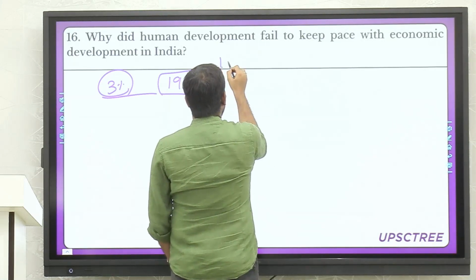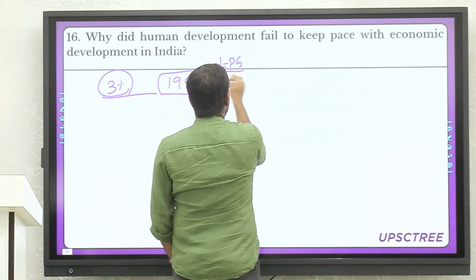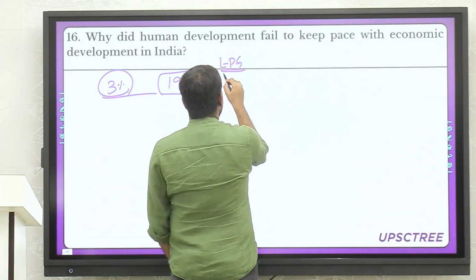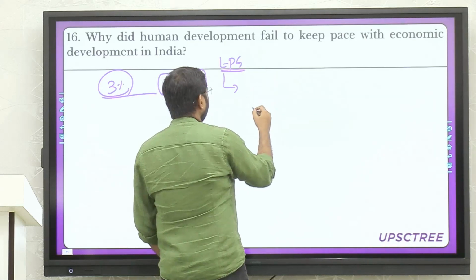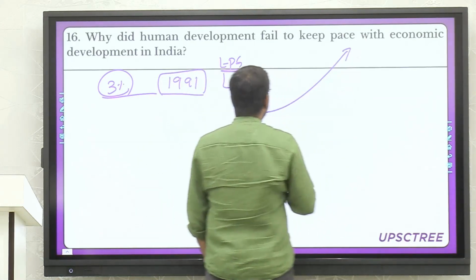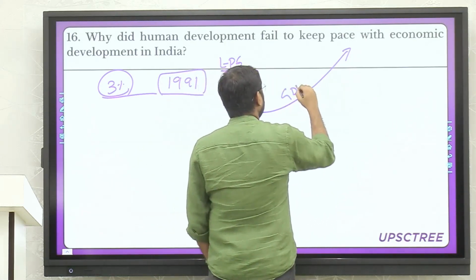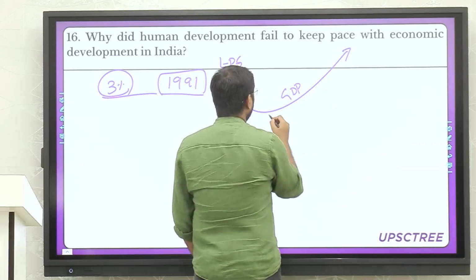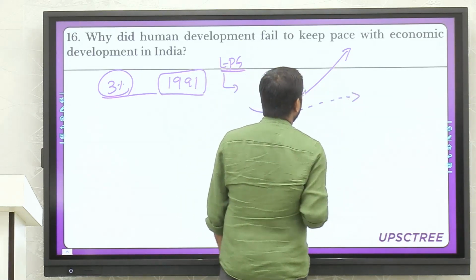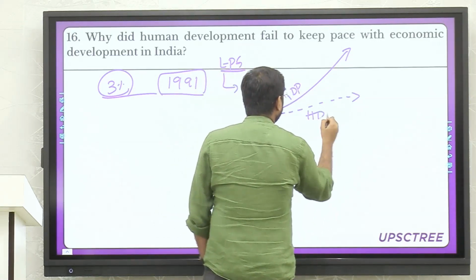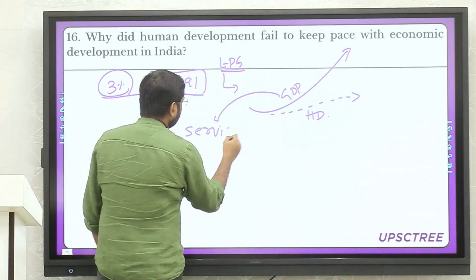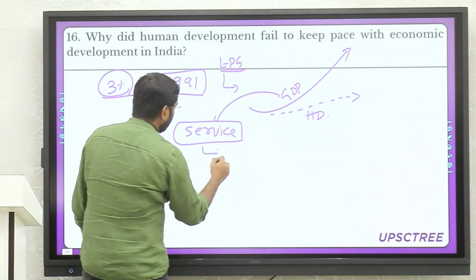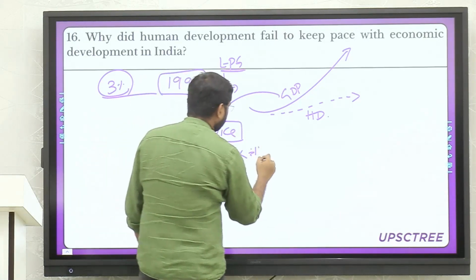From 1991, we went for LPG, right? Liberalization, privatization, and globalization. At this point of time, what happened? Our GDP growth, we saw very strong growth rate, but our human development still lagged behind. Why? Because our GDP growth was coming from a particular sector, that is the service sector, and service sector is skill intensive.